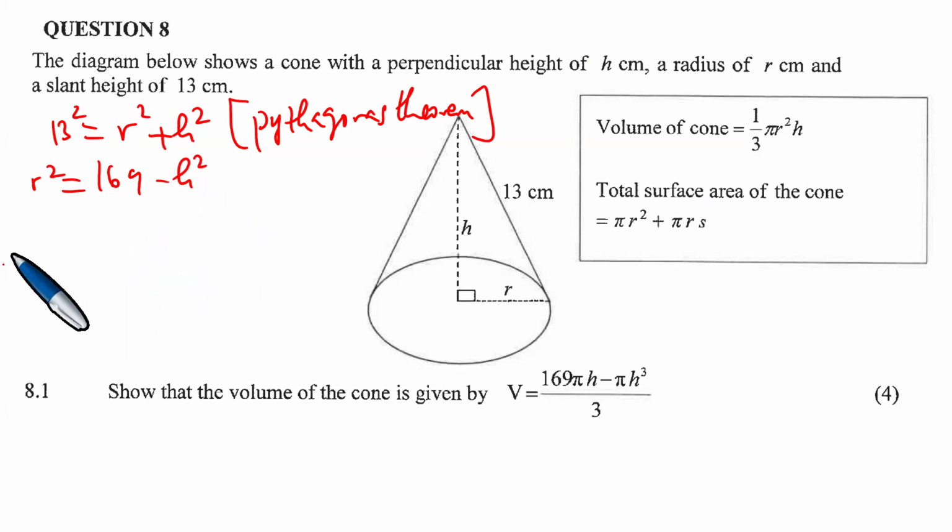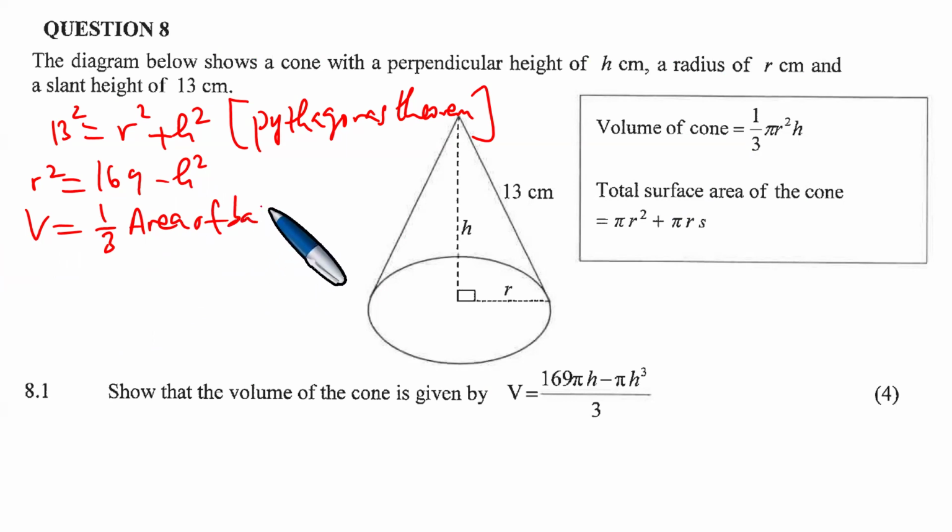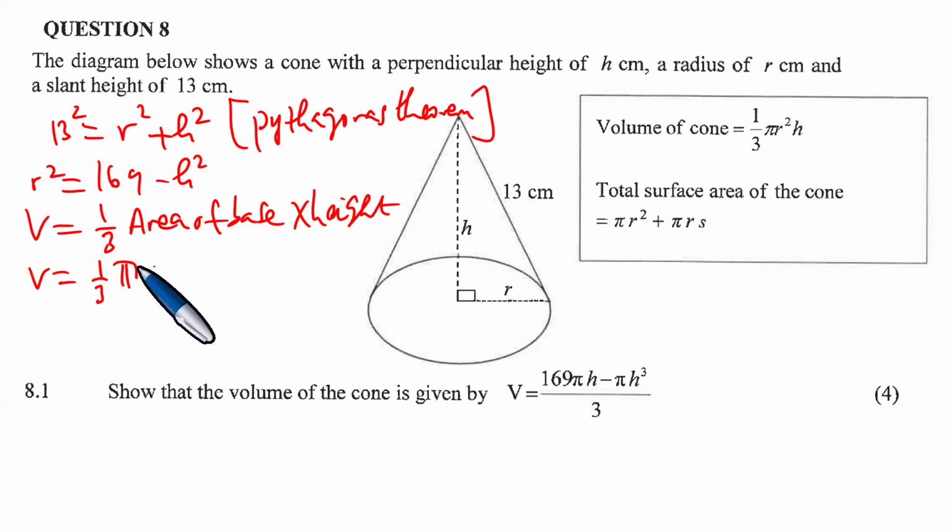The volume of a cone is basic: it is 1/3 area of base by perpendicular height. Now, what is the area of the base? The base is a circle and the height is h, given by the examiner. So the volume is 1/3 pi, the radius.